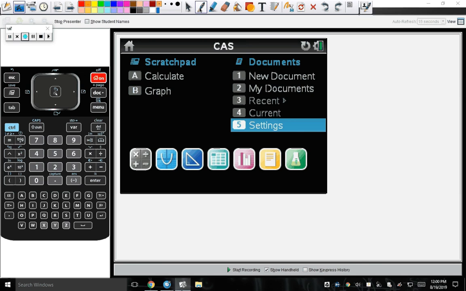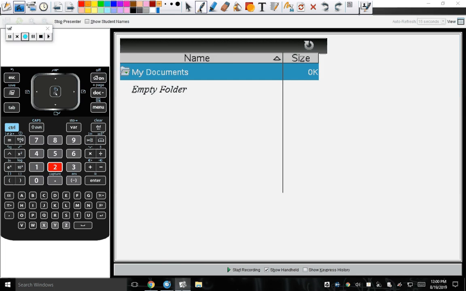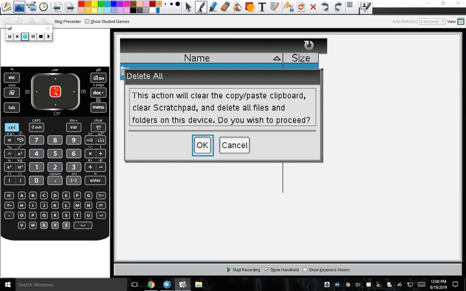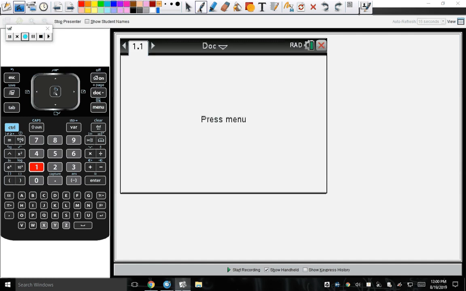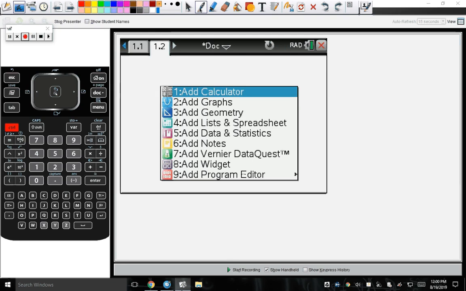I want you to press Home, Menu C, and press OK twice to clear your calculator. Again, you'll do this every day. And then we're going to start building our table, okay? First, press 1 for new document, and press 1 just for a regular calculator page. From here, we're going to add our table. Press Control, Doc, that means add a page, and then press the number 4.